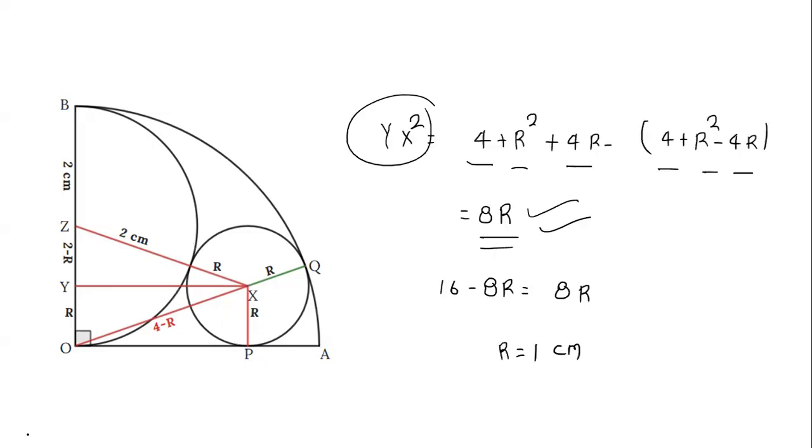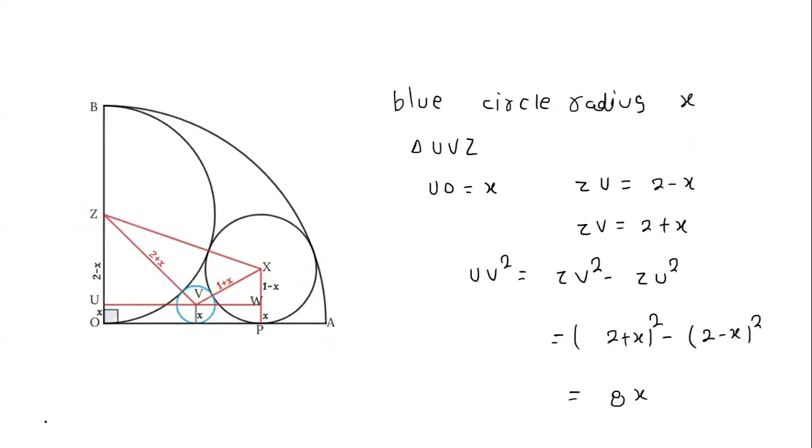So what you can do, you can equate this 16 minus R to this 8R, and from here you can calculate the radius of this circle as 1 centimeter. So now you know the radius of this circle.